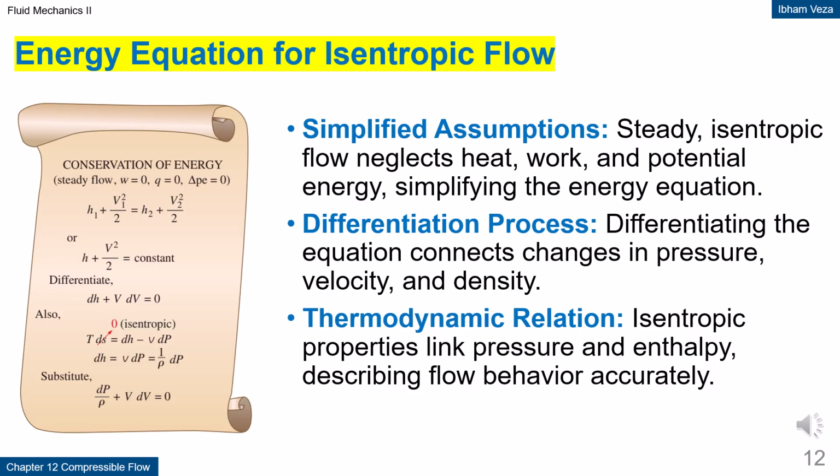The energy equation for isentropic flow is simplified by neglecting heat transfer, work, and potential energy. Under this condition, the sum of enthalpy and kinetic energy per unit mass remains constant. By differentiating the equation, the relationship between changes in pressure, velocity, and density can be obtained. Isentropic thermodynamic relations directly link pressure and enthalpy. This equation becomes the basis for analyzing ideal nozzle and diffuser flows.